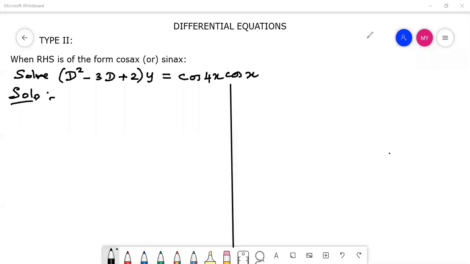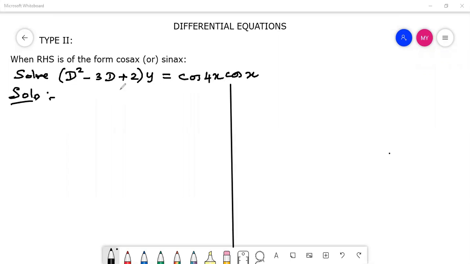Hello students, today we are going to see a problem based on differential equation of type 2. It will be like when RHS is of the form cos ax or sin ax. So I've taken a problem: solve (D square minus 3D plus 2) y equal to cos 4x cos x.